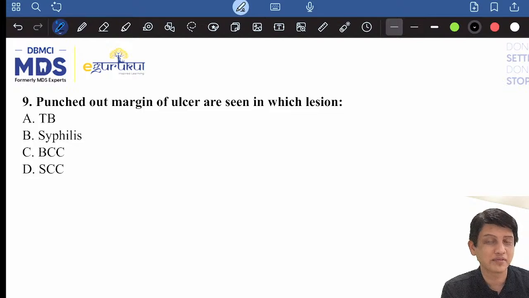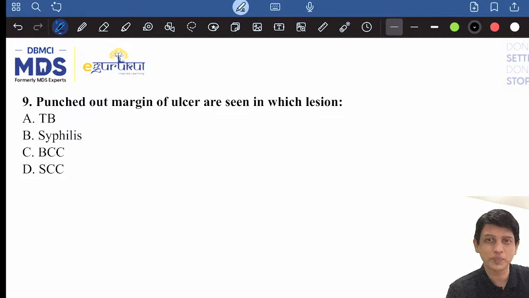Okay, I'll slightly twist the question. This is a very easy question for you because you know about three things here. About TB, you know, in TB you get typical undermined edges. In BCC, you know rolled up edges, rolled up and beaded. And SCC, you know, it's surely everted. So punched out should be in syphilis only.